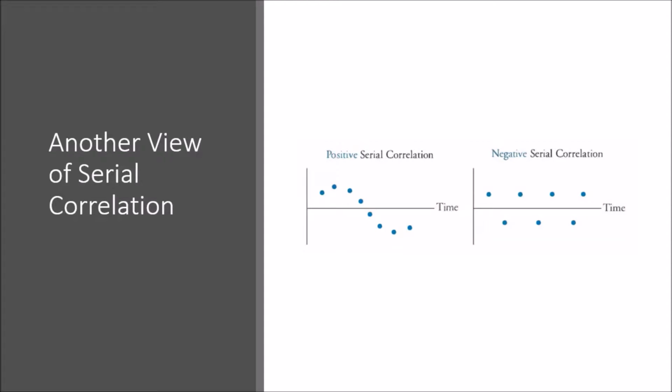Another way to view it is through serial correlation. So basically, as you can see, the first graph here has a pattern to it. It follows a time course. The second one is seemingly unrelated.